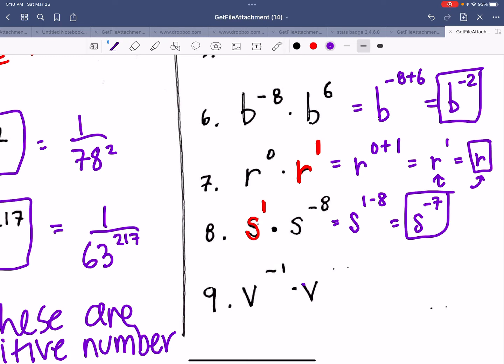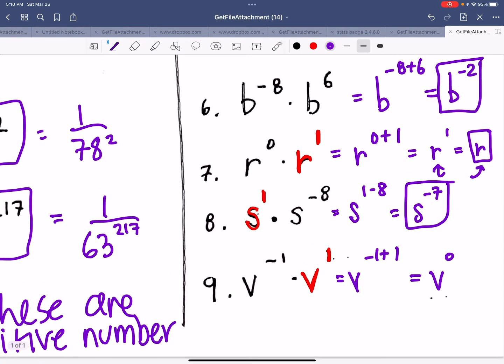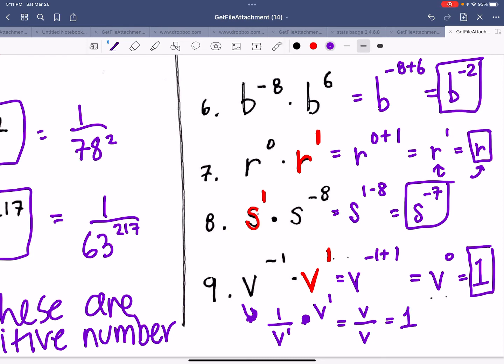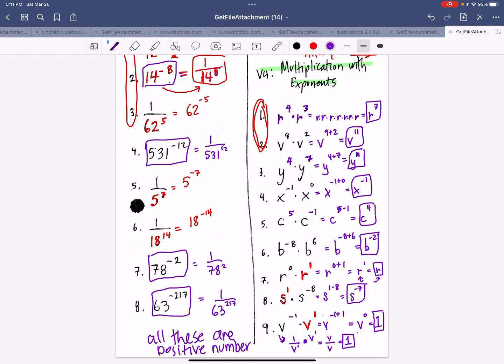Last one, like we pointed out here, we have v to the exponent of 1. So we can add these exponents. -1 plus 1 is 0, though. And we talked about in class, anything to the power of 0 has to be 1. So what happened here? Well, in question number 9, we could rewrite this as 1 over v to the 1, and this part is just v to the 1. So notice this is v over v, which is definitely 1. That's why our answer to 9 is 1.